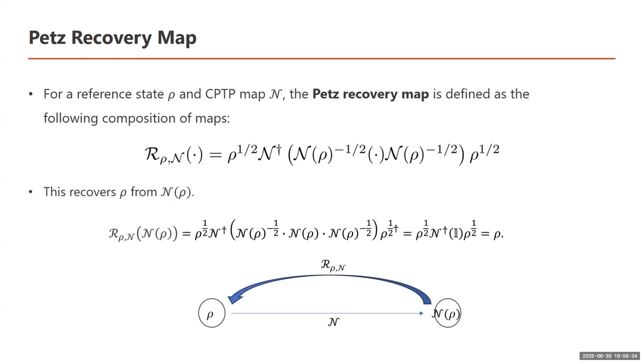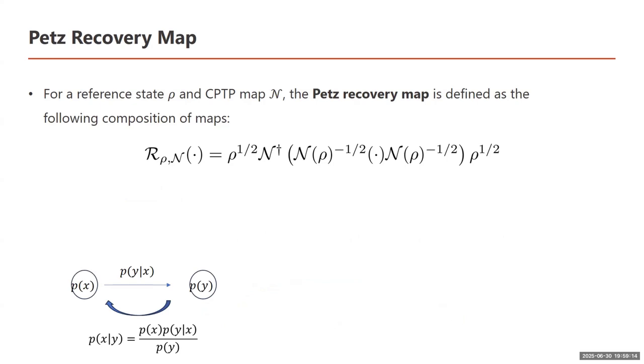We can easily prove it. As shown below, if we put in the expression below, then you will go back to the initial state rho, assuming the ideal condition is met. This diagram illustrates the idea clearly: we go forward to N(rho) with the noisy channel, and applying the path recovery map denoted as R, we can go back to the initial state rho.